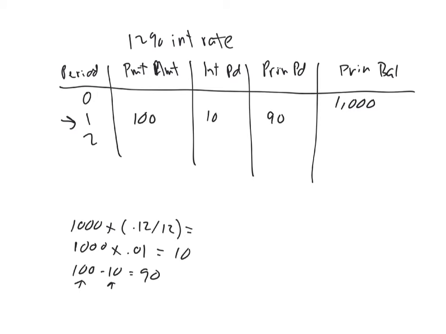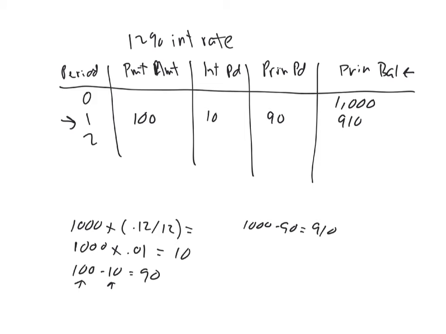So now, we paid our principal balance down by $90. So the remaining principal balance is 1,000 minus 90, which is 910. So 910 is our principal balance. So the first payment we paid $10 of interest. So what do we pay for the second payment in interest?